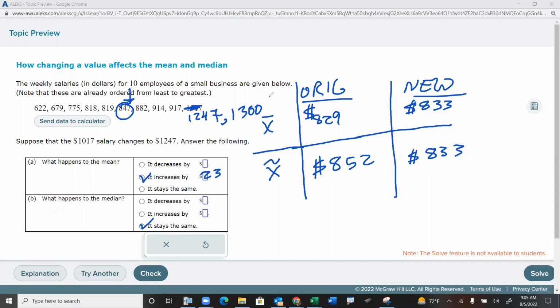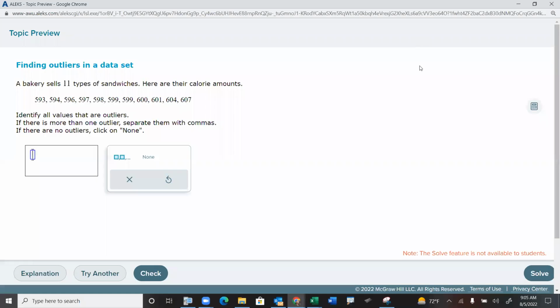As promised, it is now time to talk about outliers. Outliers are numbers in a data set that are very extraordinary, or at least they're sufficiently unusual that they're just kind of off the beaten path from all the others.